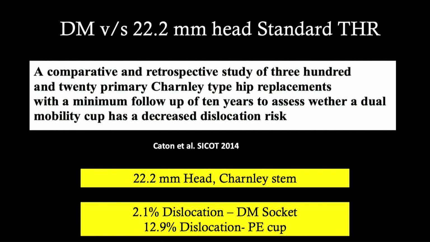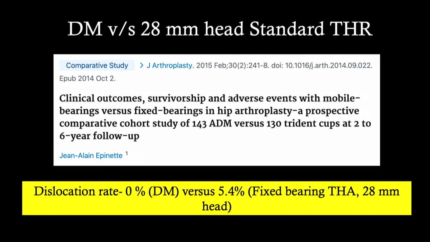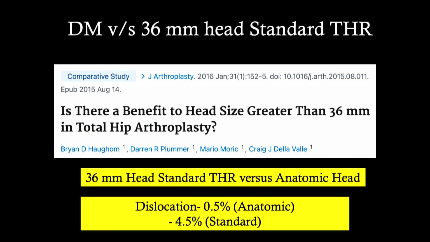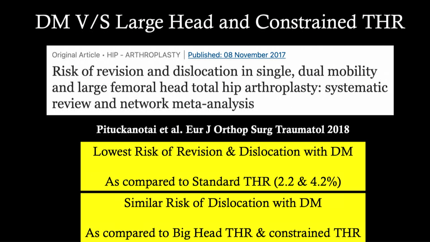Now coming to evidence. Is it beneficial over a 22.2 mm head in terms of dislocation? It's a no-brainer, obviously. Studies have shown clearly. What about a 28 mm head? Studies have shown that the dislocation with a 28 mm head was higher as compared to the dual mobility group. When compared with a 36 mm head, one would argue that with the current design, with the ability of large heads, there is no role of a dual mobility socket, but studies stand otherwise, clearly showing that the benefit of dual mobility is far better in terms of preventing dislocation. When compared with large head metal on metal and constrained hips, there was no difference in terms of dislocation rate.